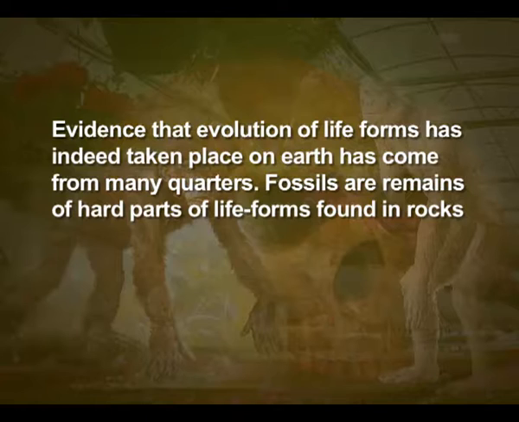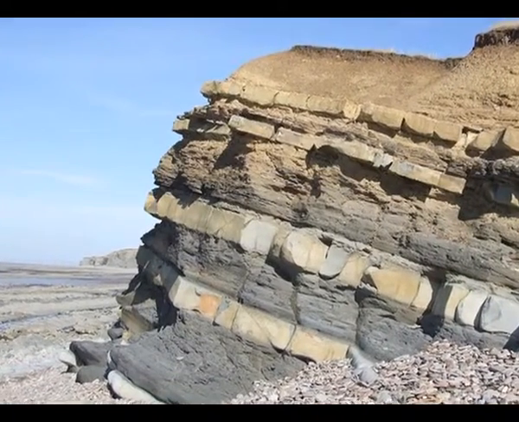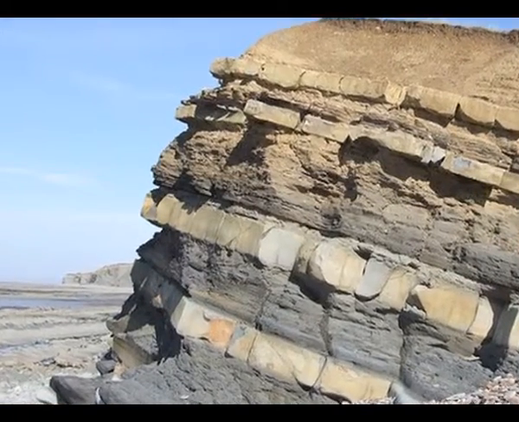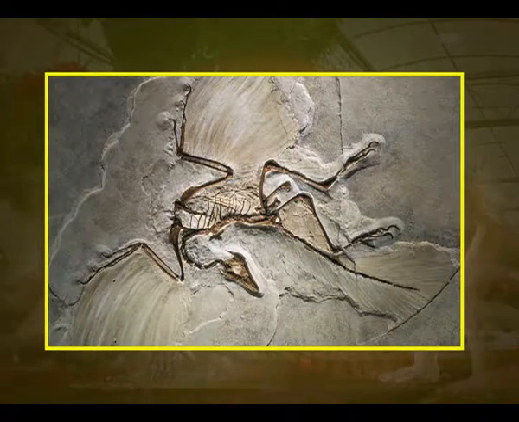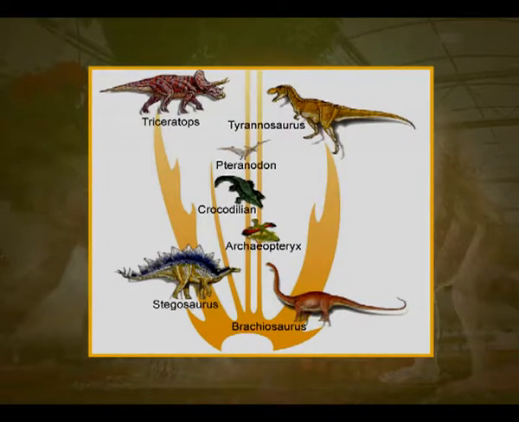Fossils are remains of hard parts of life forms found in rocks. Rocks form from sediments, and a cross section of earth's crust indicates the arrangement of sediments one over the other during the long history of earth. Different aged rock sediments contain fossils of different life forms who probably died during the formation of the particular sediment. Some of them appear similar to modern organisms. Others represent extinct organisms, for example, dinosaurs.